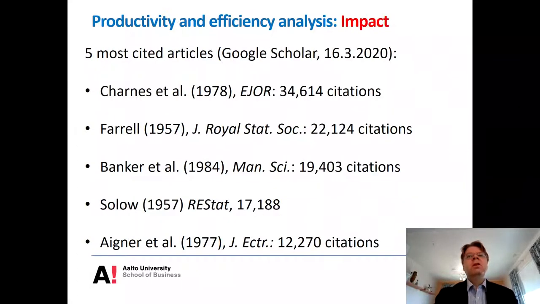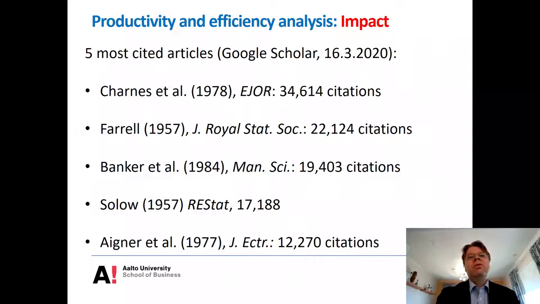To illustrate this point, I have collected some examples of highly cited articles in this domain. At least as far as I could identify, five very highly cited articles are the EJOR article by Charnes, Cooper and Rhodes from 1978; Michael Farrell's article in the Journal of the Royal Statistical Society; the Banker, Charnes and Cooper Management Science article from 1984; Solow's work from 1957, which I already referred to before; and then Aigner, Lovell and Schmidt from the Journal of Econometrics, 1977. These numbers of citations are really staggeringly high. You can see that there are tens of thousands of citations to these works. This just shows the influence these works have had in many different areas, not just economics, not just operations research, but many different applied areas.